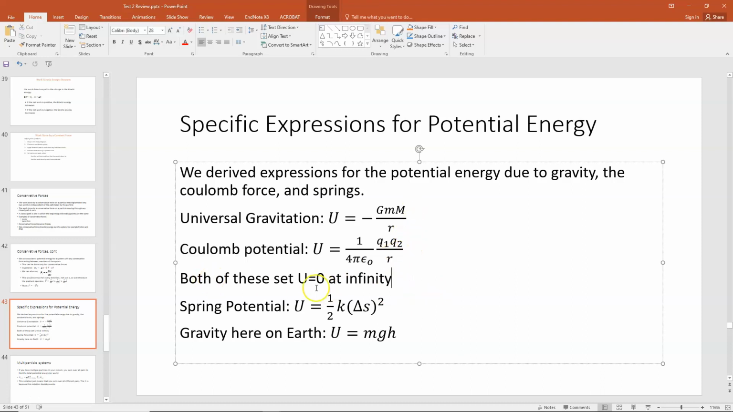These two potentials set the potential energy equal to 0 at infinity, okay? Now, some other conservative potentials that we derived were due to the spring force. So here, U is equal to 1/2 k times the displacement of the spring from equilibrium, here shown as delta s squared. We also derived it as 1/2 kx squared if you put the origin of your x-axis at the equilibrium position of the spring. And then for gravity here on Earth, we derived the function U is equal to mgh, all right?